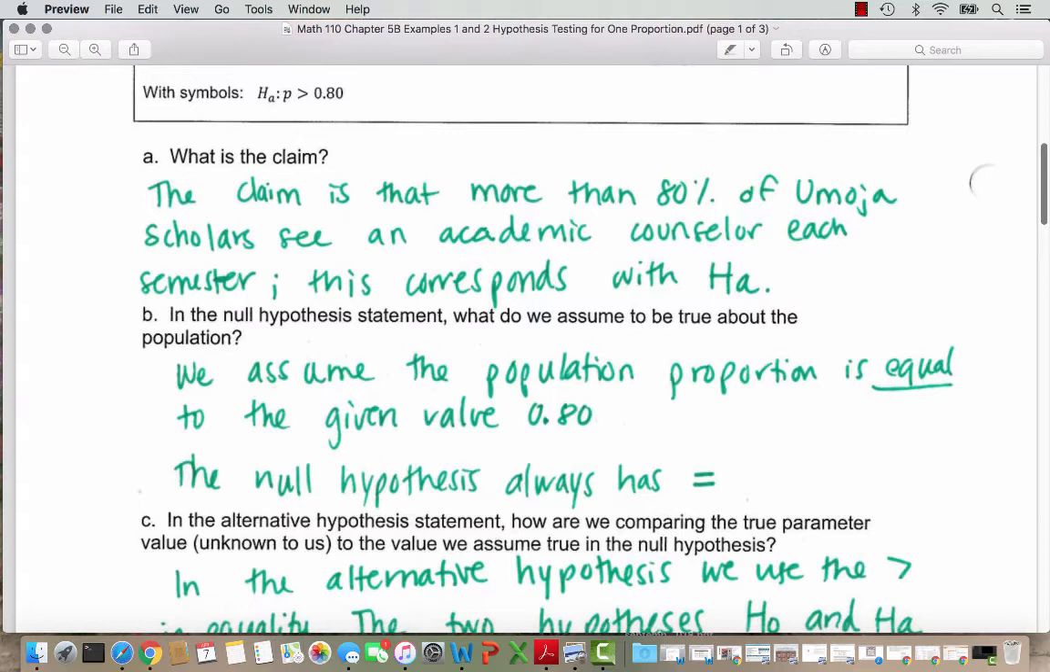Question B asks, in the null hypothesis statement, what do we assume to be true about the population? So in our null hypothesis, we assume the population proportion is equal to the given value 0.80, and the null hypothesis always has that equal sign. When we enter our hypotheses in StatCrunch to have StatCrunch do the calculations for us, we put in the 80% as 0.80 in decimal form, so that's one reason why I'm writing that here in decimal form. When you're writing by hand, it's okay to use decimal or percent, whichever you prefer.